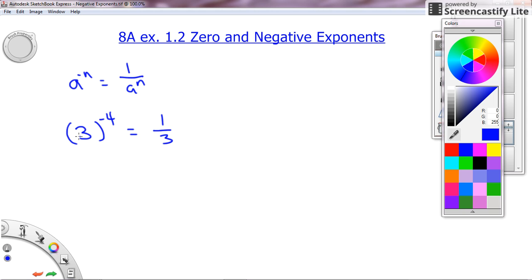So 3 to the negative fourth power is going to be the same as the reciprocal of 3, which is 1/3, raised to the positive fourth power. Do you see the connection here? I take the reciprocal and I get rid of the negative sign for my exponent. And once I do that, it's really not too complicated. So what I'm going to do now is raise 1/3 to the fourth power, which is going to be 1 over 3 to the fourth power, which is 1 over 81. And that's it. We're done with that problem.